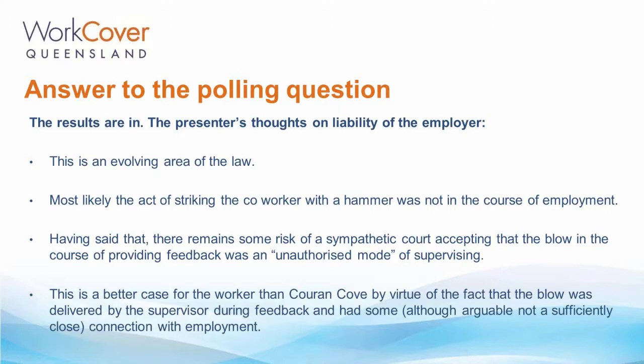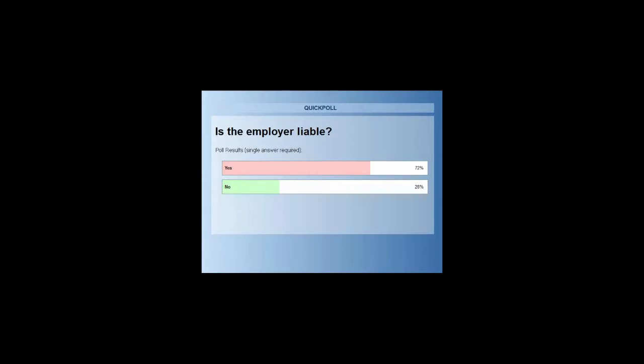Firstly, as I've tried to address, vicarious liability, while very much part of the common law of Australia, is an evolving area of the law. When we looked at that decision of Sarah and Coran Cove, the employer in that case was not found liable, and the Supreme Court was able to distill some principles about the relevant knowledge of the employer of the worker's propensity for violence. I think there's some prospect of the same result occurring here and the employer possibly escaping liability for this particular incident.